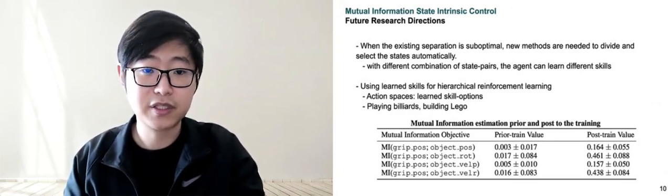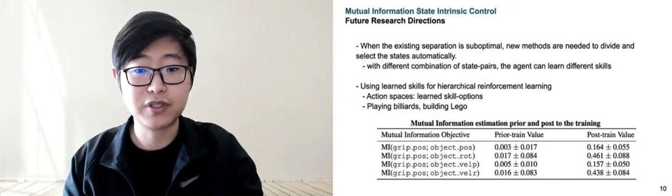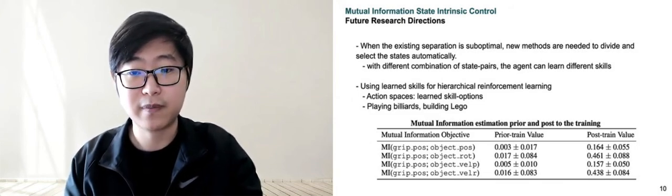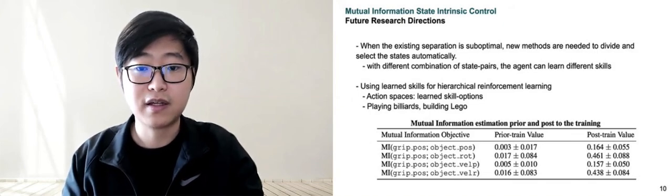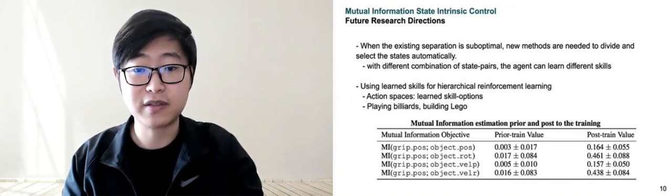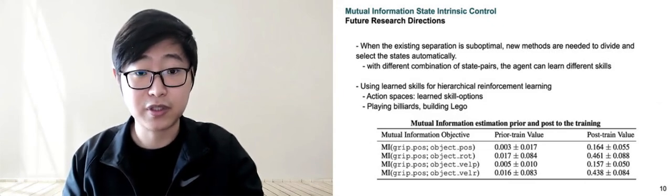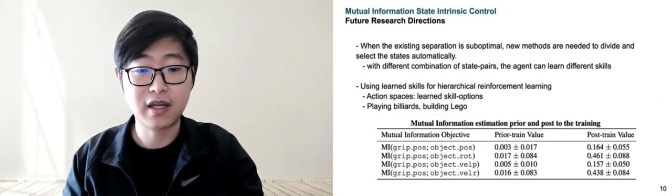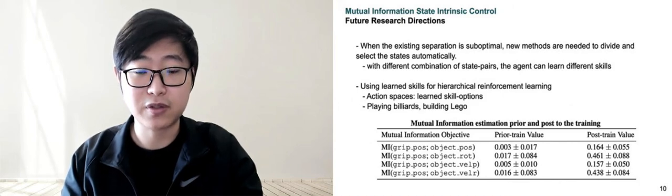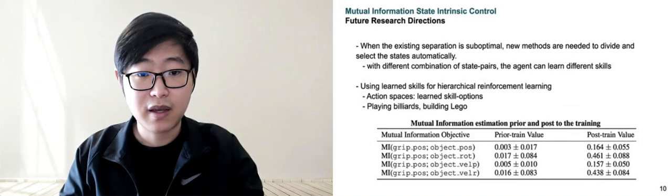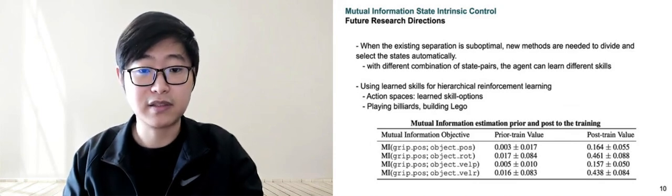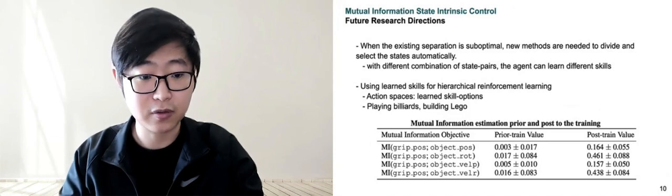The second research direction is that we can use the learned skills for hierarchical reinforcement learning. First, we can learn different control behaviors, and then connect these control behaviors with the skill option Z via DIAYN, and then use the skill option as a high-level action space for the meta controller in the hierarchical reinforcement learning paradigm. And then the agent can complete more complex tasks, such as playing billiards or building Lego.